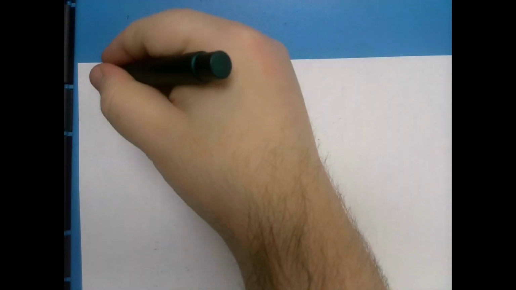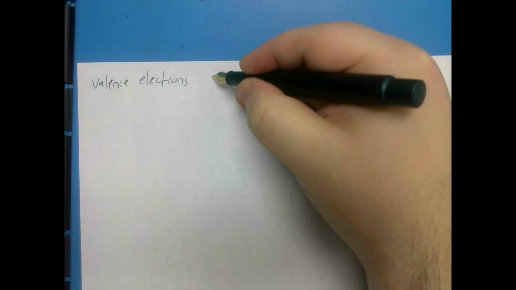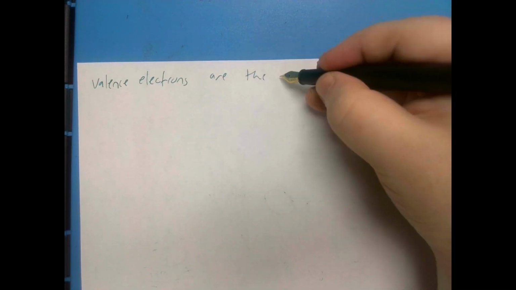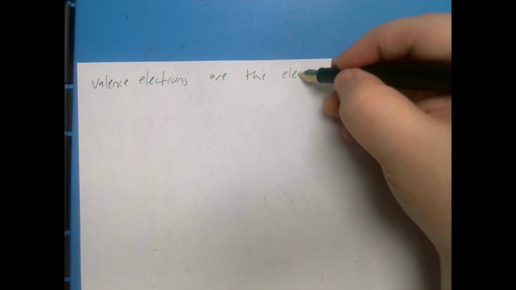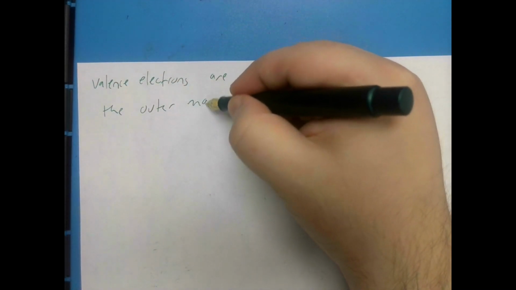So recall that valence electrons are the electrons in the outermost shell, or outermost energy level.